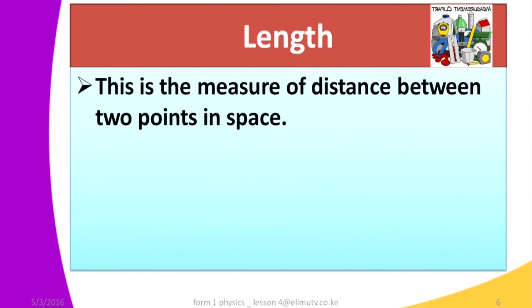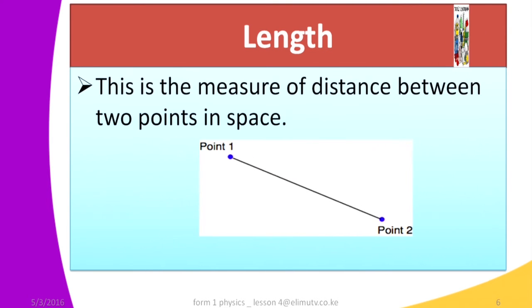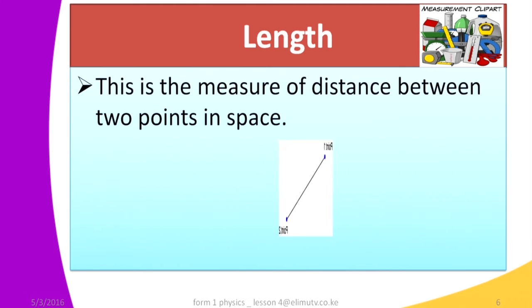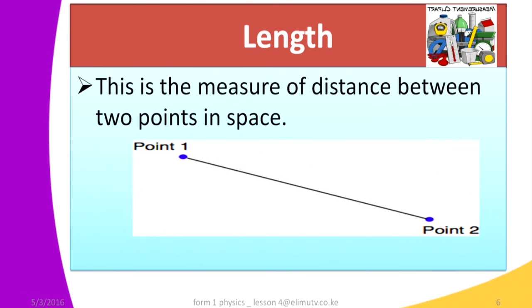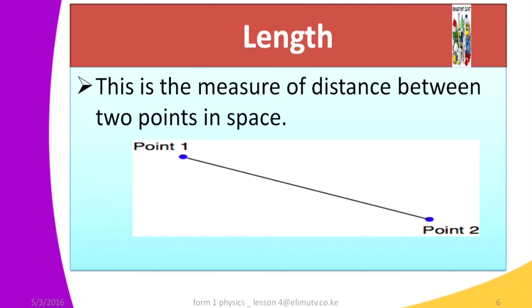Let's look at this, which can help us understand what length is. So we have 2 points here. We have point 1 and point 2. An individual moves from point 1 to point 2. So if you move from point 1 to point 2, then you have covered some length. That confirms that length is actually the distance between 2 points in space.